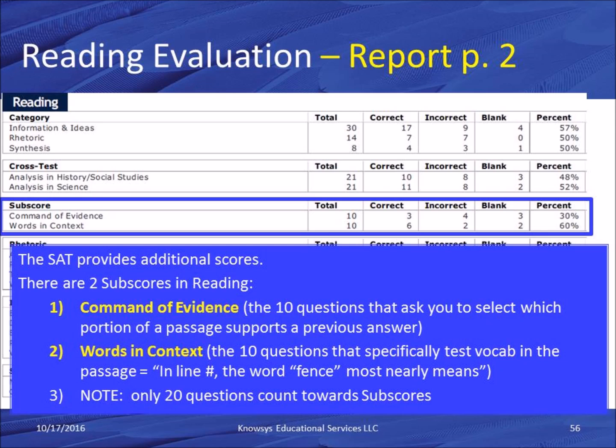Words in context is specifically vocabulary. So it will say, in line number 4, the word fence most nearly means. A lot of these are words that have multiple meanings. Like fence, obviously when you say that, most people think of a white picket fence, but it could also mean to get rid of stolen goods. Right? It can also mean to spar with somebody else using a blade. So words that have multiple meanings are frequently tested in these specific words in context questions. Notice that only about 20 questions count toward these particular subscores.